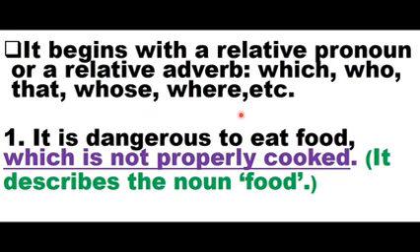What you must know is that the same relative pronouns used to introduce noun clauses are used for this. The difference between them is how they are used in sentences, as we will learn more as I go on. Look at this example. It is dangerous to eat food which is not properly cooked. What is the adjectival clause here? Which is not properly cooked is your adjectival clause, and it describes the noun food.